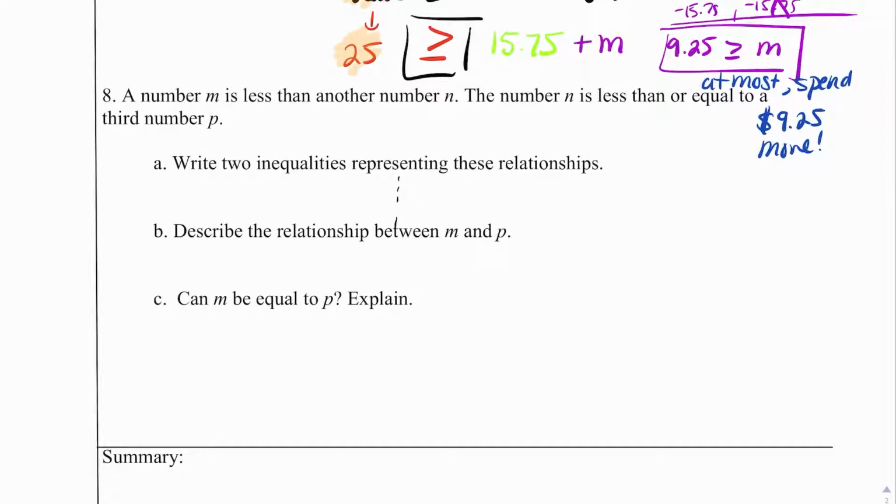So we're going to go over the last example here. It says a number M is less than another number N, and the number N is less than or equal to a third number called P. So what they first want us to do is write two inequalities that represent these relationships. So I'm just going to split that up.